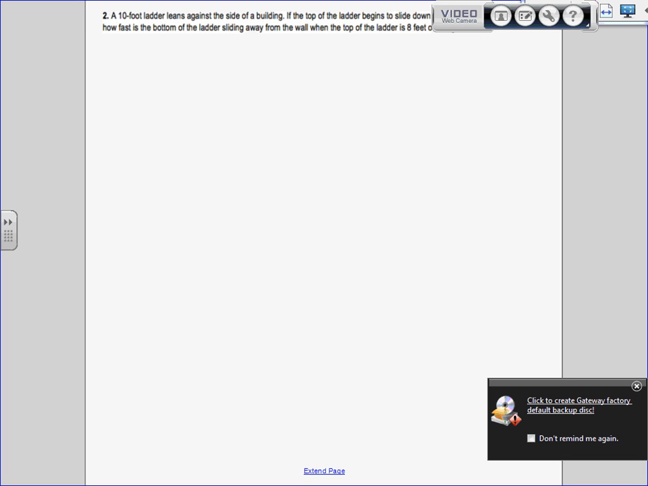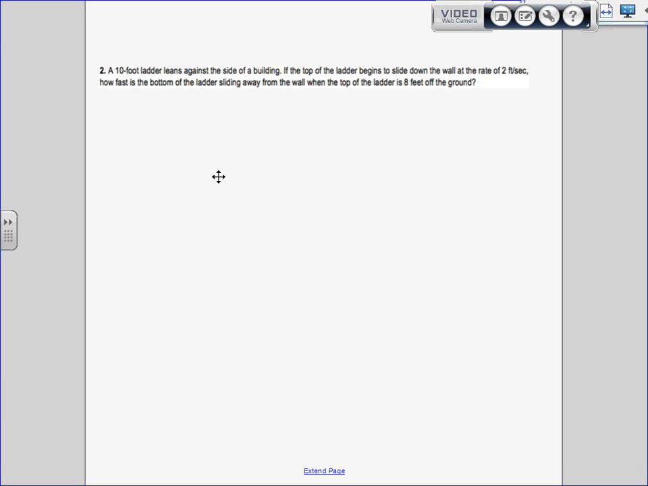Okay, so a ladder problem. So it says a 10-foot ladder leans against the side of a building. So here's the building, and here's the ground. Okay, if the top of the ladder begins to slide down the wall, so here's my ladder, and the top is sliding down the wall at a rate of 2 feet per second. How fast is the bottom of the ladder sliding away?